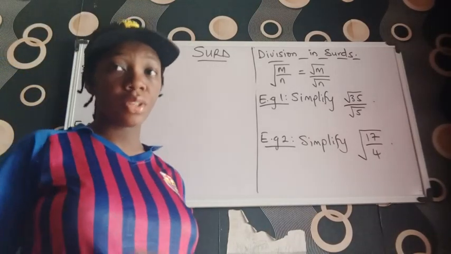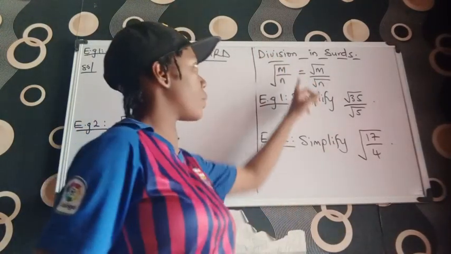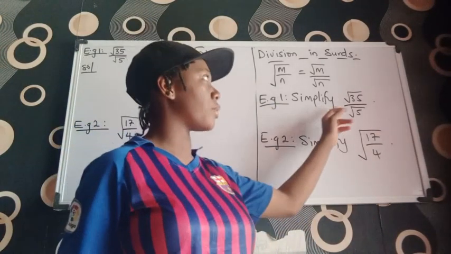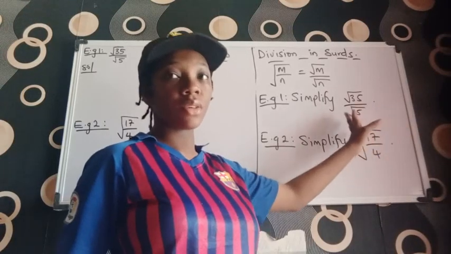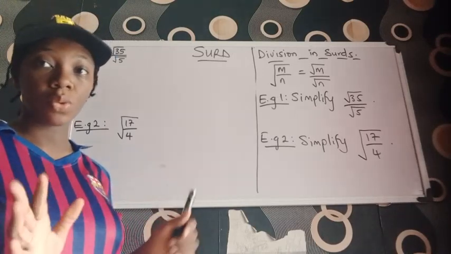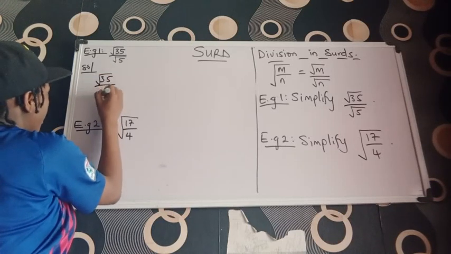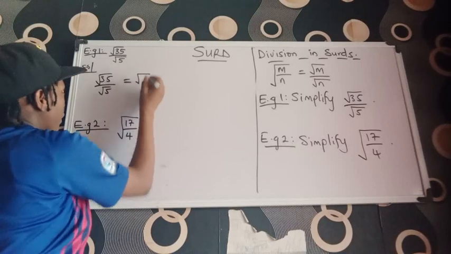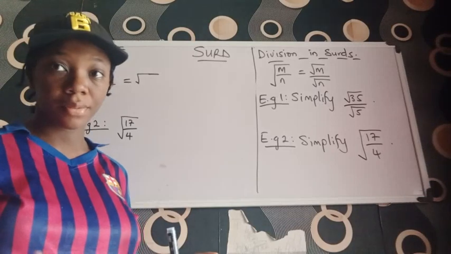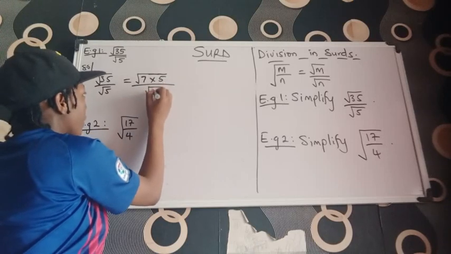Now we look at division in surds. If you're given square root of m over n, it is the same thing as square root of m over square root of n. That's just it. So we have the first example, simplify root 35 over root 5. That's easy as well. What comes to your mind when you're looking for the product of 35? 7 times 5, over 5.